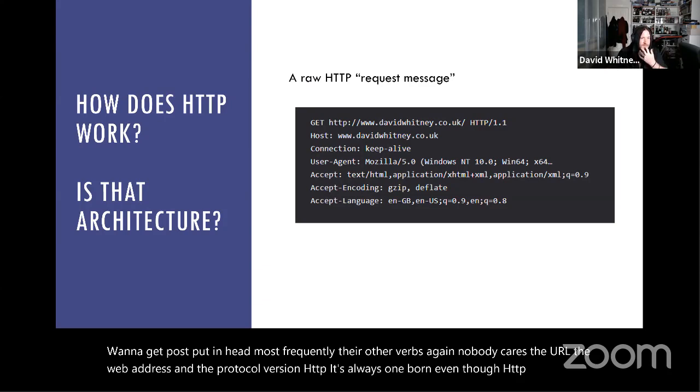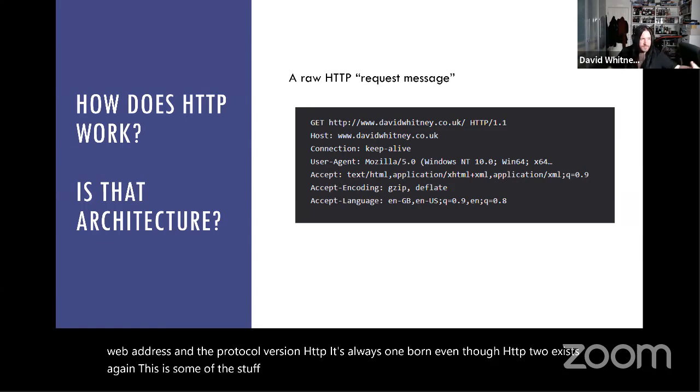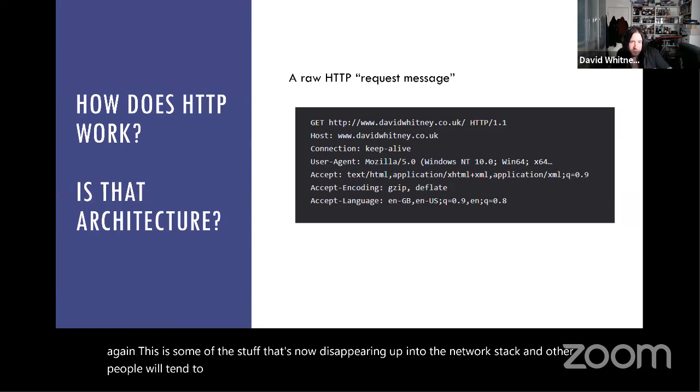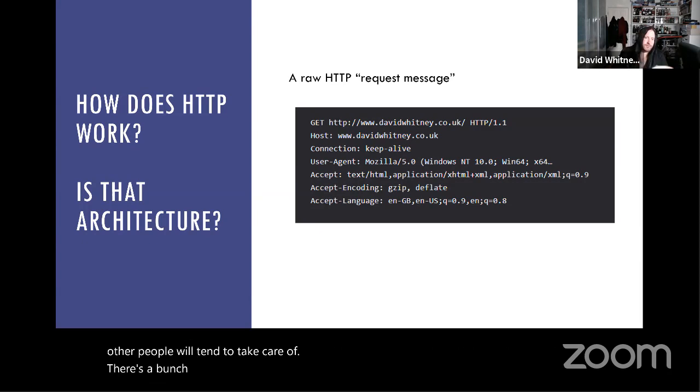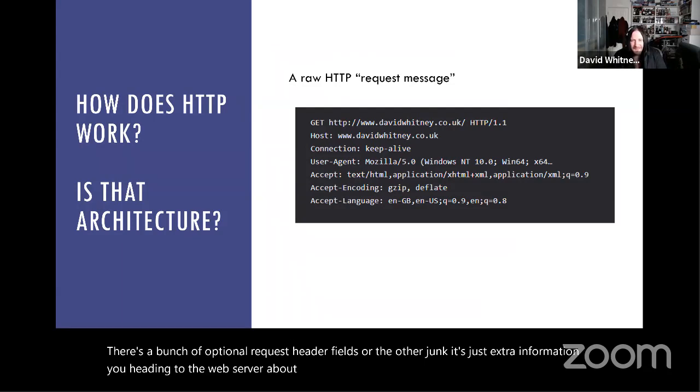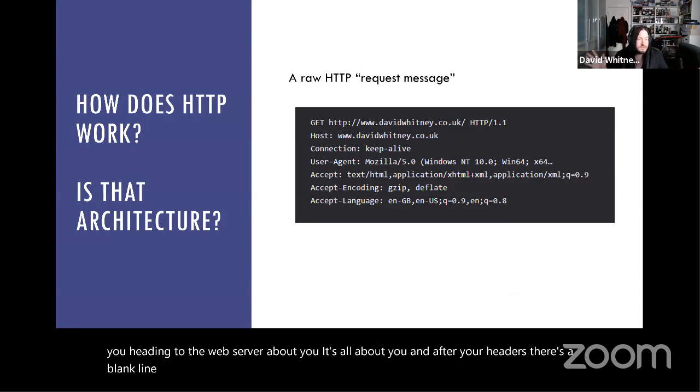Again, this is some of the stuff that's now disappearing up into the network stack, and other people will tend to take care of for you. There's a bunch of optional request header fields, all the other junk. It's just extra information you're handing to the web server about you. It's all about you. And after your headers, there's a blank line and some optional body, and that's HTTP 1.1. Like, it truly, truly is. And there's a goddamn 30-page spec for this, but that's basically HTTP 1.1.